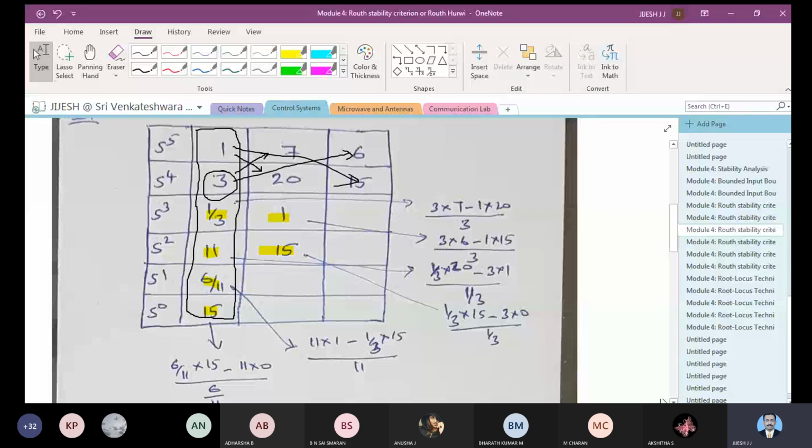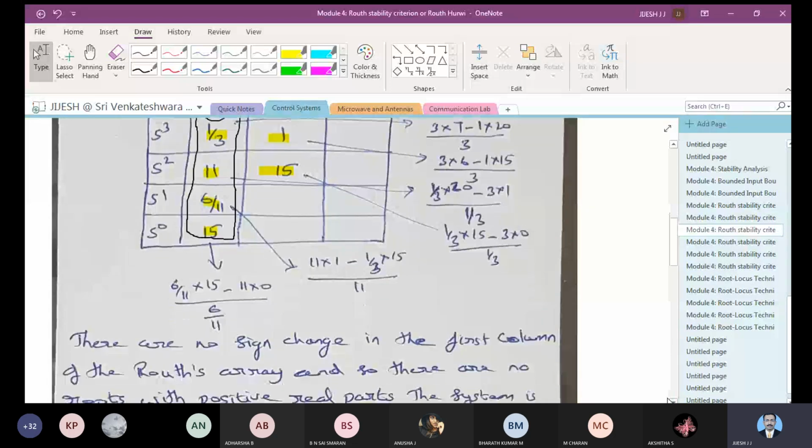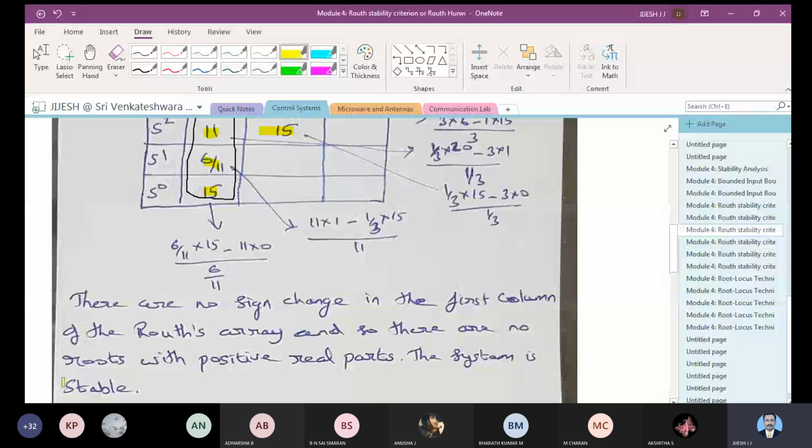Okay. So this is the first problem. You will understand those things once we do more problems. So the system, there is no sign change in the first column of the routh array, and there are no roots with positive real parts, the system is stable. So that is very important for you to understand here. That is the conclusion here. That is, you have to check the first column, and if there is no sign change, all the numbers are positive, then the system is said to be stable.